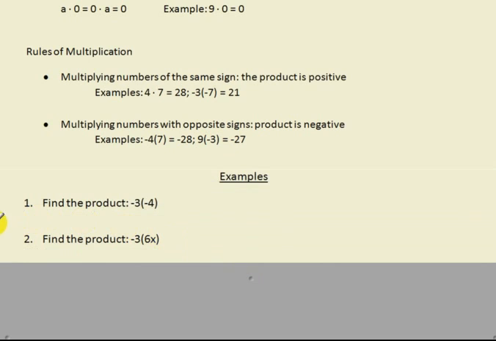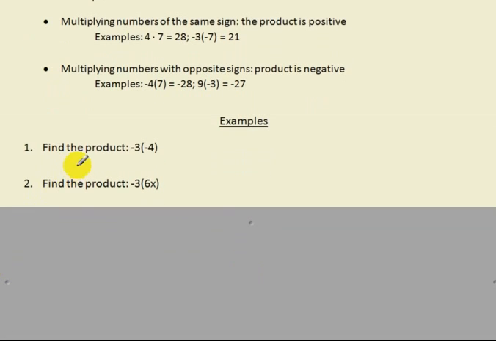Let's look at a few examples. Okay, find the product negative 3 times negative 4. Well, one thing you can do here is figure out right away what the sign is going to be. If we're taking a negative times a negative, that's a positive. So we already know it's positive, and now focus on what is 3 times 4, which is, of course, 12. So that's our answer.